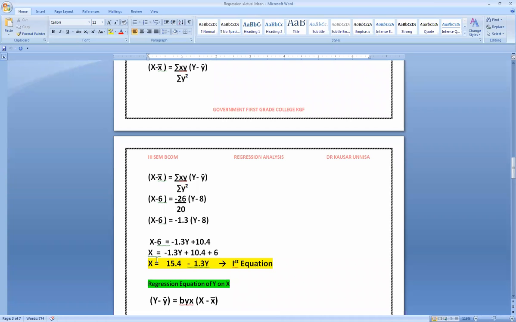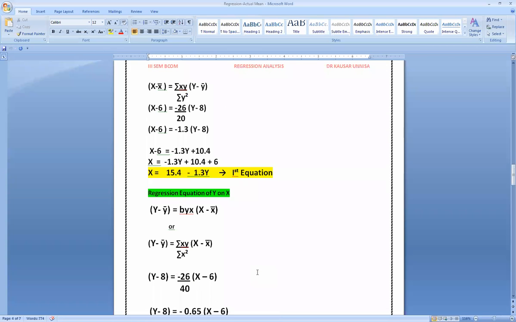Let us recalculate the equation. For x on y, we have to retain the x variable on the left side and shift all the numbers to the right side. x equals, on the right side we have minus 1.3y plus 10.4, minus 6 will become plus 6. Then x equals, substituting the values, minus 1.3y, there is no other y value, so we retain it as it is, minus 1.3y. 10.4 plus 6 is nothing but 15.4. So this is how we calculate the first regression equation, or we can call it the first regression line of x on y.